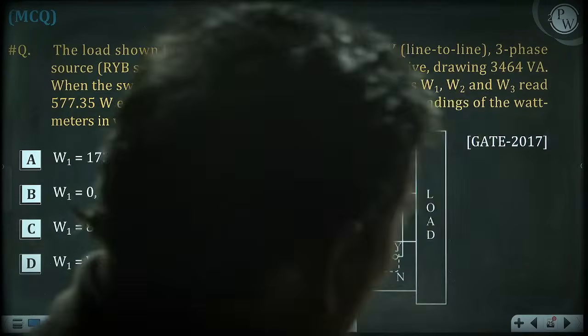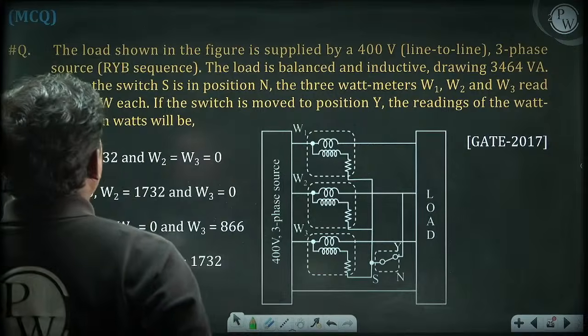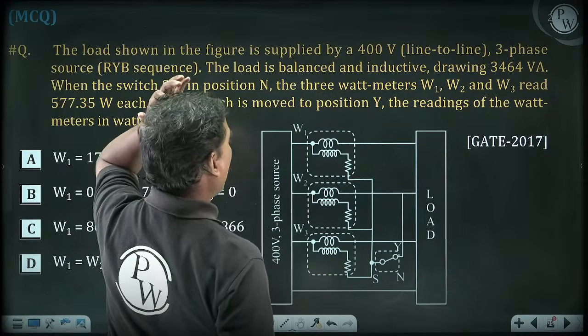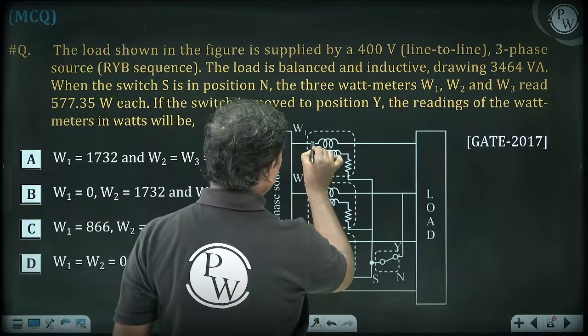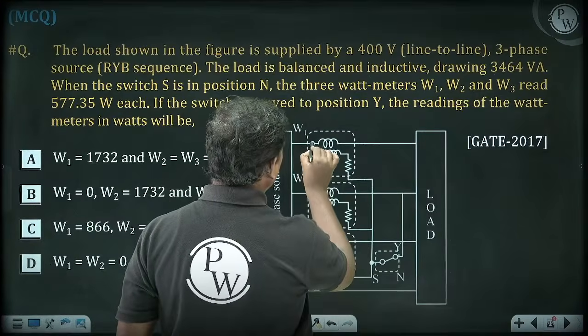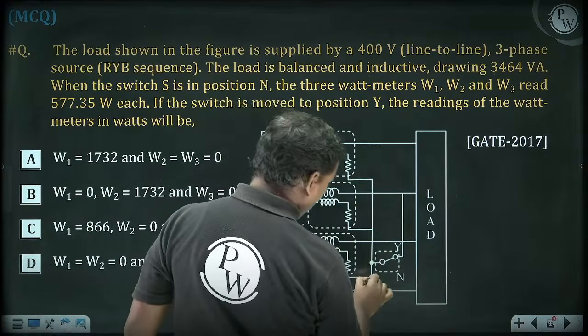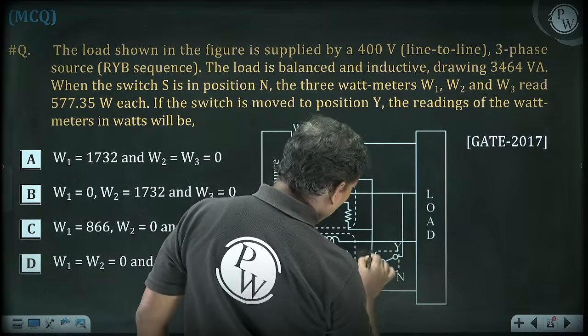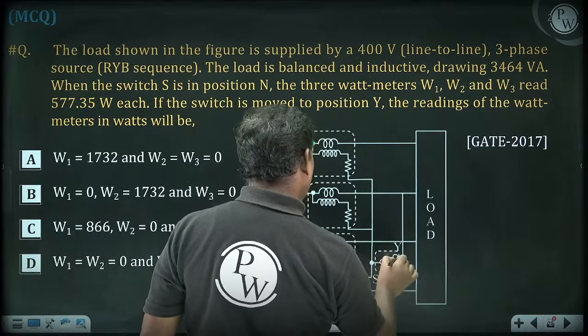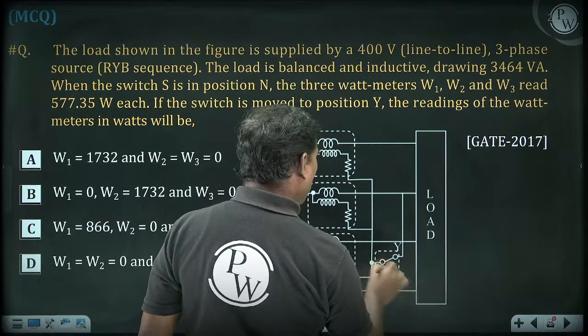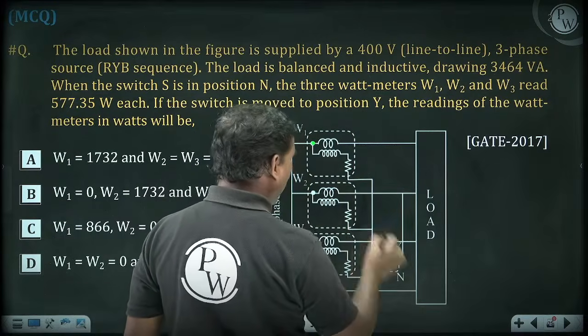See what is given here. The load shown in the figure is supplied by a 400 volts line to line. See here how the pressure coil is connected. The pressure coil is connected from here to here, so it is connected to N. N means neutral. Pressure coils are connected to neutral.